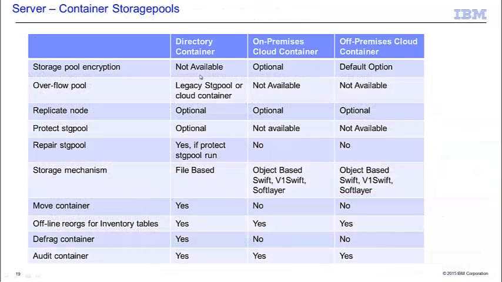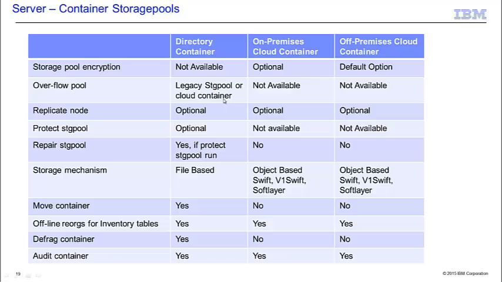Okay, slide 19. This kind of summarizes what operations can be done on a directory container versus on-premise cloud versus off-premise cloud container. And so starting with storage pool encryption, this is the server-side encryption. That's optional on the on-premise, and it's the default option on the off-premise.